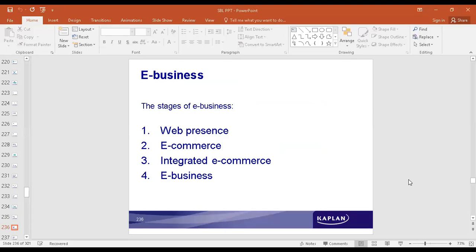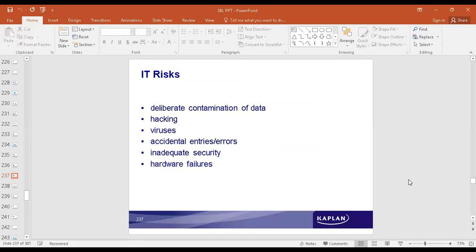We've understood what e-business is. The stages are: first they are only present on the web, then the trade starts on the web, then their activities are integrated with e-commerce, the trade that happens on the net, and then finally their whole business can be on the electronic platform. Those are the stages. Of course, there are always risks associated with everything, so also with IT.